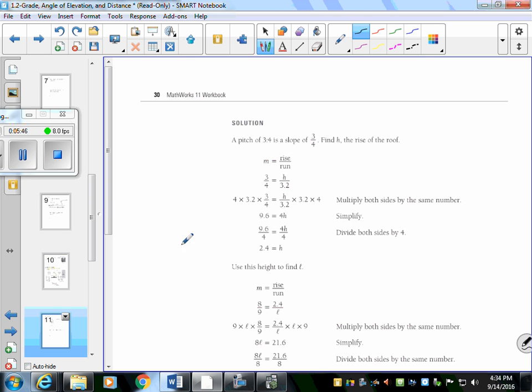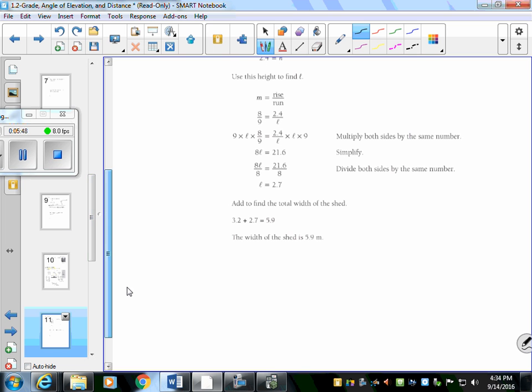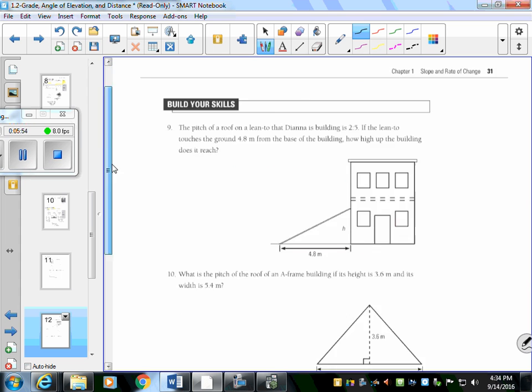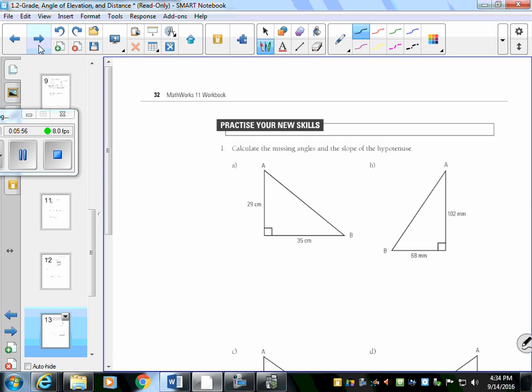This is just another way of showing you. It's the exact same way I worked it out though. And then here we wrote a sentence. Now you've got some build your skills. And then you have this practice. So the practice is what you're going to hand in to me at the end, but you will also have bell work on this section of 1.2D.